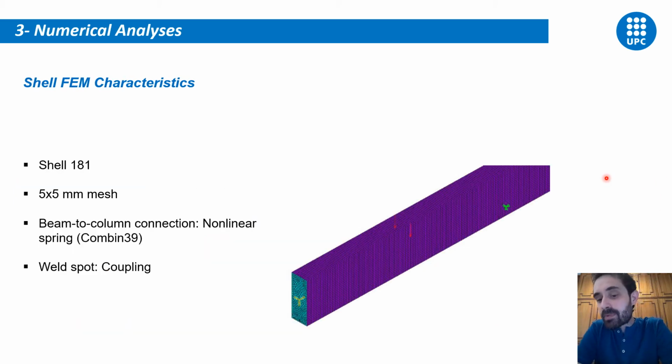Here you can observe some characteristics of the shell finite element model in ANSYS. We have used the shell 181 element. A fine mesh is used, as you can see here. The beam-to-column connection has been modeled by using a nonlinear spring, in this case the element combin 39, and the weld spot is simulated by coupling all degrees of freedom of two nodes. At both ends of the beam member, rigid plates are introduced, this blue mesh here, which restrains the sectional deformation and the warping displacement of the end sections.